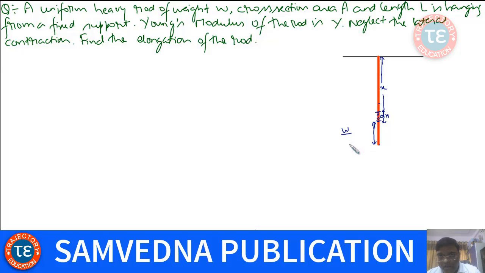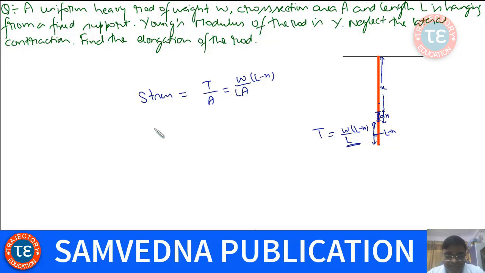That is W upon, W is the total weight, and if I assume that mass is uniformly distributed, then W upon L is the weight per unit length, and this is going to be how much? L minus x. So that's going to be the tension over here, right? And stress would be how much? Stress would be tension upon cross section area, that is W upon LA, L minus x.